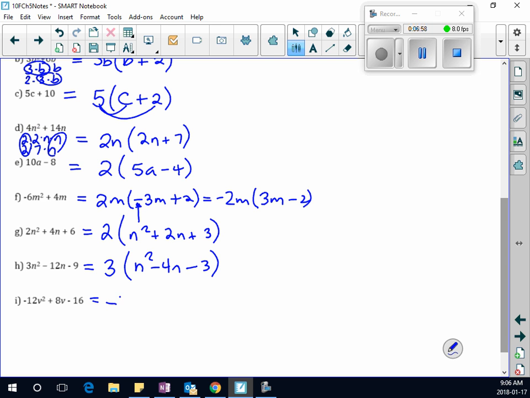So I'm going to take out a minus 4, and then I'm left with 3v squared, because minus 4 times positive 3v squared is minus 12v squared. And then minus 4 times minus 2v, and minus 4 times plus 4. Let's check our answer. Minus 4 times 3v squared is minus 12v squared, minus 4 times minus 2, so minus times minus gives me the positive 8v, and then minus times a plus gives me the minus 16.